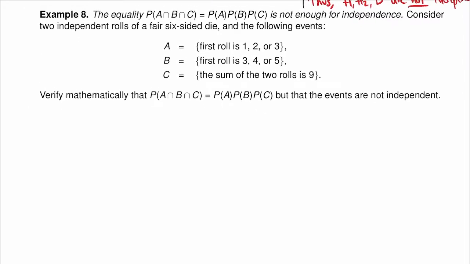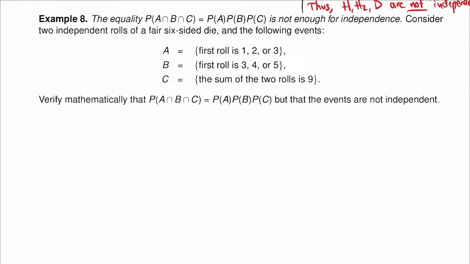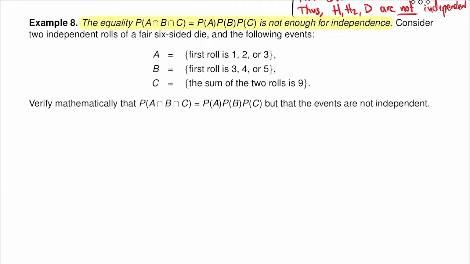Now, for the final example, we want to make clear that the equality that the probability of the intersection is equal to the product of the probabilities is not enough for independence. So consider two independent rolls of a fair six-sided die and the following events. A is the first roll is 1, 2, or 3, B is the first roll is 3, 4, or 5, and C is the sum of the two rolls is 9.